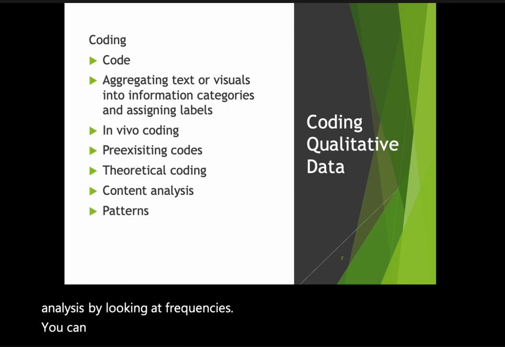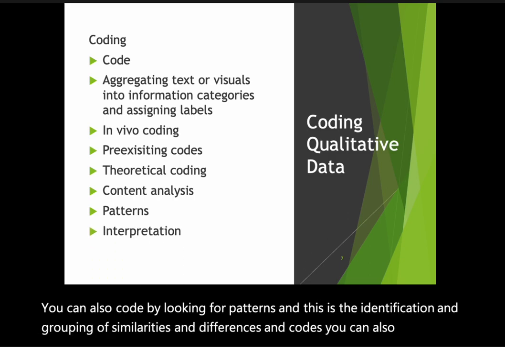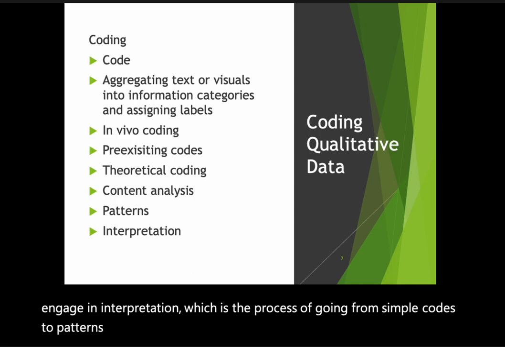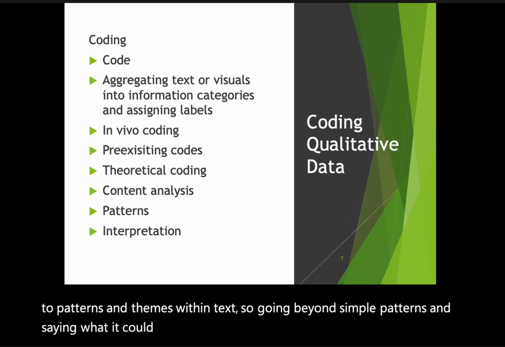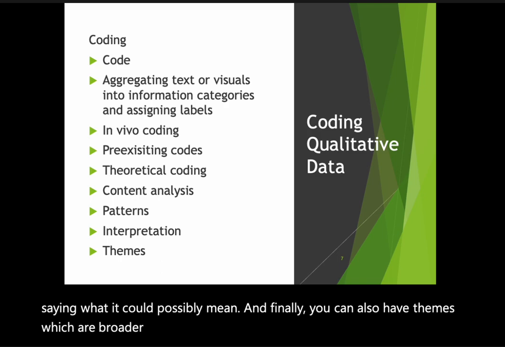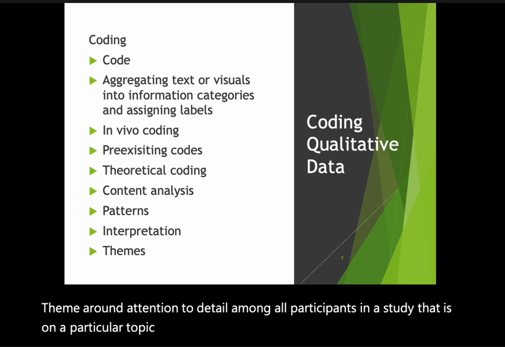You can also code by looking for patterns, and this is the identification and grouping of similarities and differences in codes. You can also engage in interpretation, which is the process of going from simple codes to patterns and themes within text. So going beyond simple patterns and saying what it could possibly mean. And finally, you can also have themes, which are broader groups into which categories of memos are gathered, such as a general theme around attention to detail among all participants in a study that is on a particular topic. So noticing these general themes about the entire group.